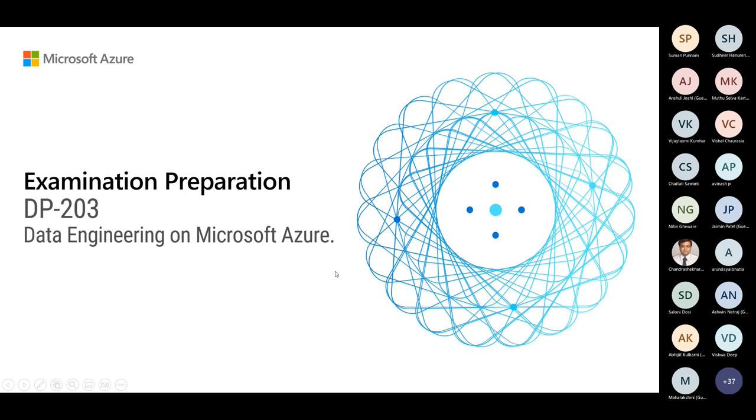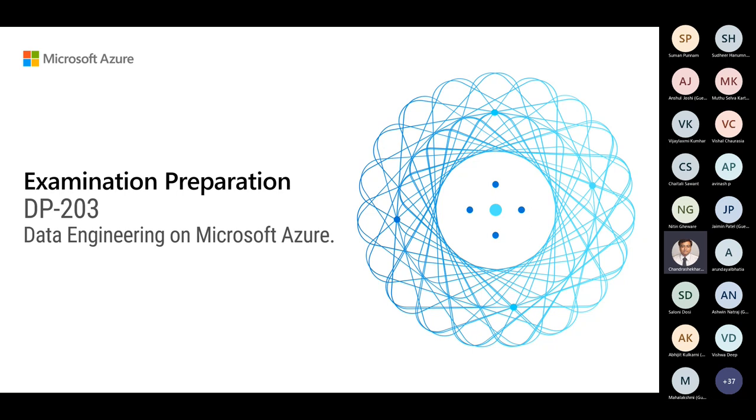Okay. So the DP-203 examination is based on two main tools. One is Azure Synapse Analytics and another is Azure Databricks. There are other supportive tools on which questions are also asked in the examination. Other supportive tools are like blob storage, data lake store, stream analytics, Cosmos DB.